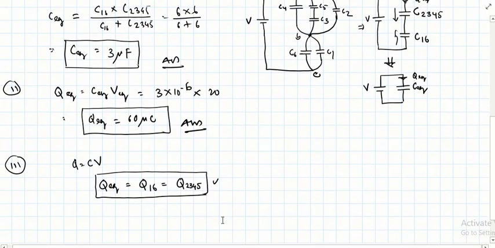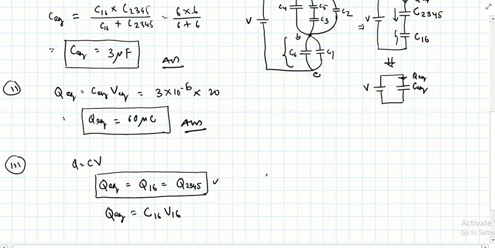Fine. Then if it is the case, then I can write. Look at this. I could write that the Q equivalent in that case is C16 into V16, across the nodes B and C, you can say. And V1 and V6 would also be equal, right? Because they are in parallel.